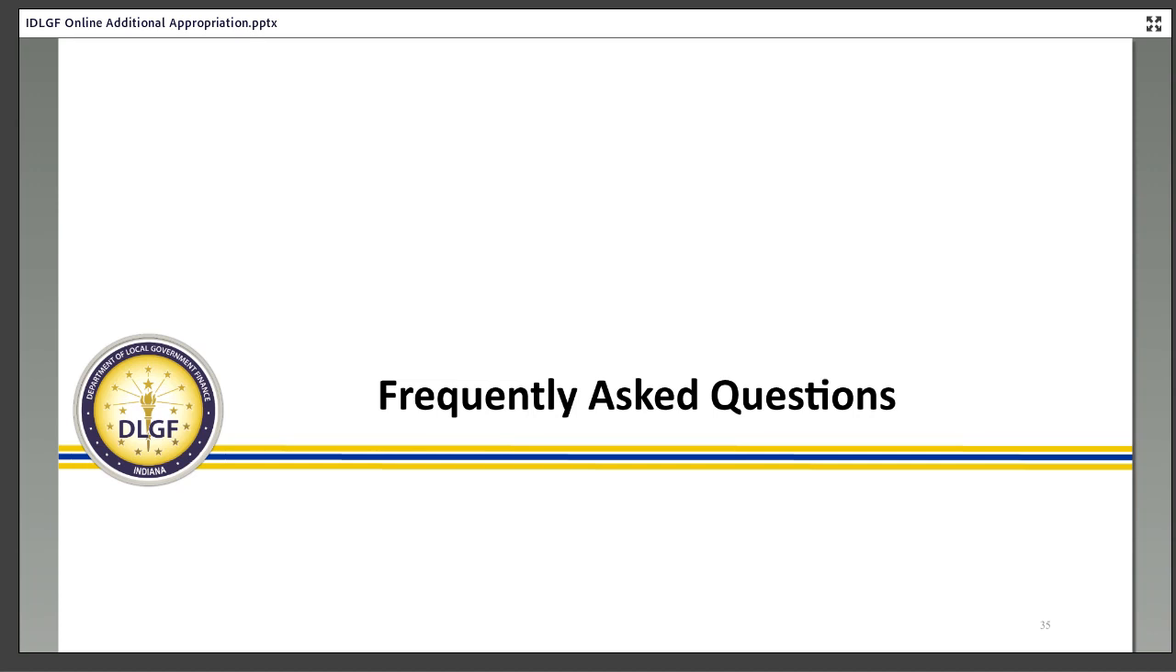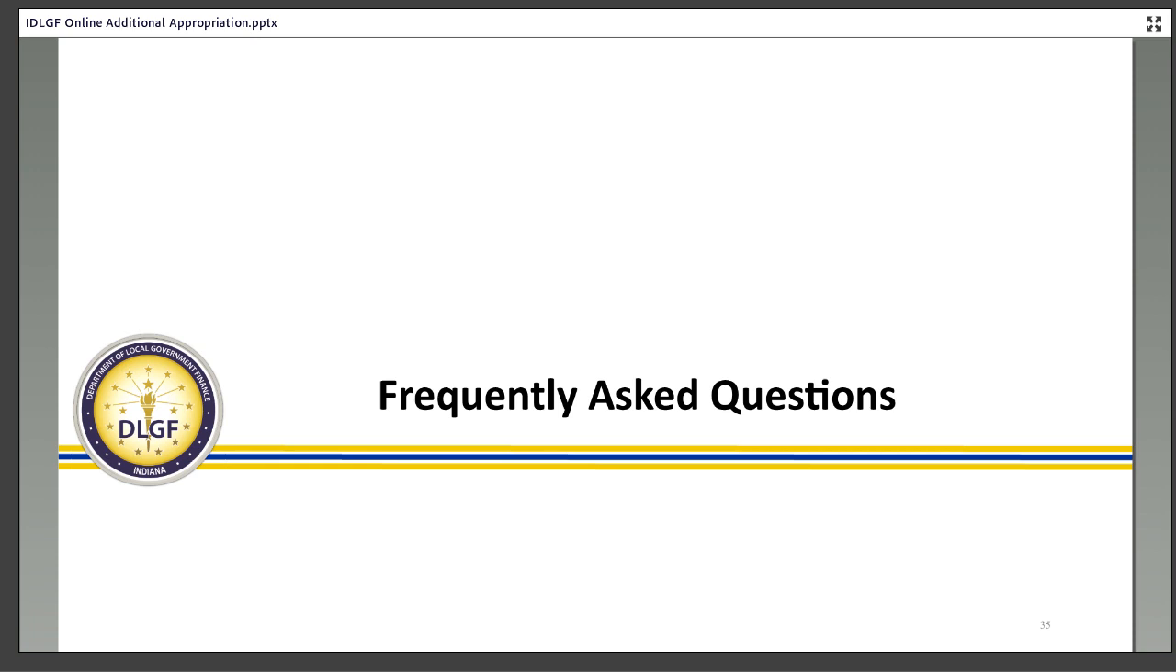So those are the changes that we are looking at doing. That is an overview of the changes and how the additional appropriation application will work beginning on April 1st. It is, again, not designed to be a full and comprehensive walkthrough of each of it.